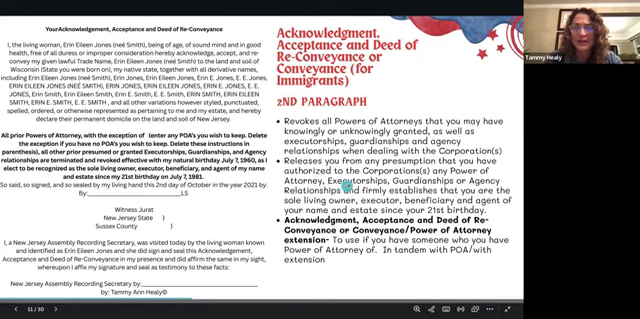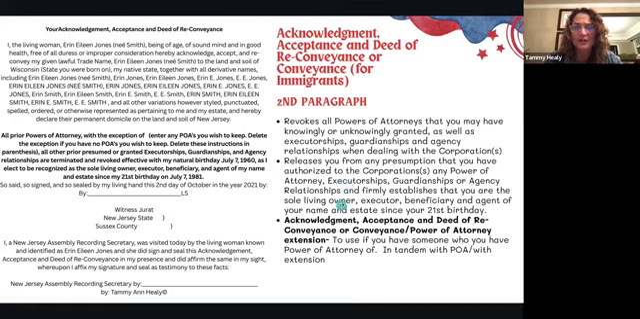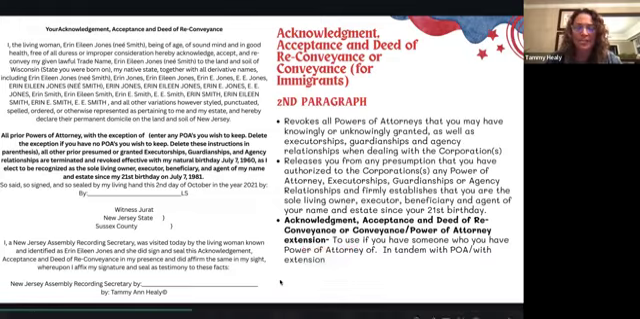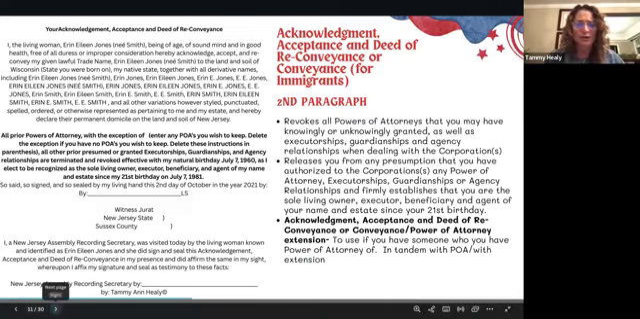It also releases you from any presumption that you have authorized to the corporations, any power of attorney, executorships. Acknowledgement, acceptance, and deed of reconveyance or conveyance, power of attorney extension. And this is an extension. It's for anyone who wants to use it if you have someone who you have power of attorney of, in tandem with power of attorney with extension. Okay, so if you have power of attorney over somebody, you would have to do an extension to this.